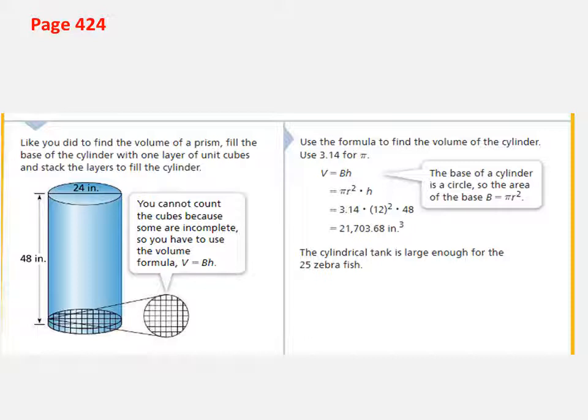Remember, we will not use the diameter, so we must divide the diameter by 2 to find the radius length. So, radius length R equals the diameter D divided by 2. So we must divide the 24 by 2 to find the radius length. 24 divided by 2, it's 12 inch. Now, we can continue.